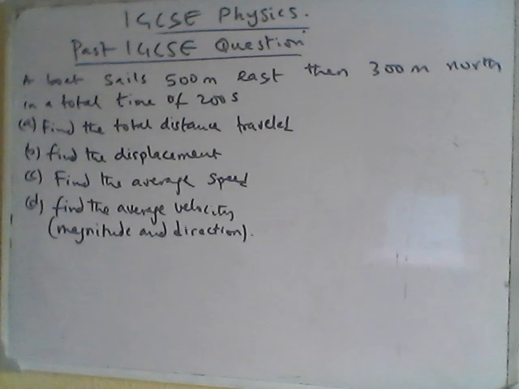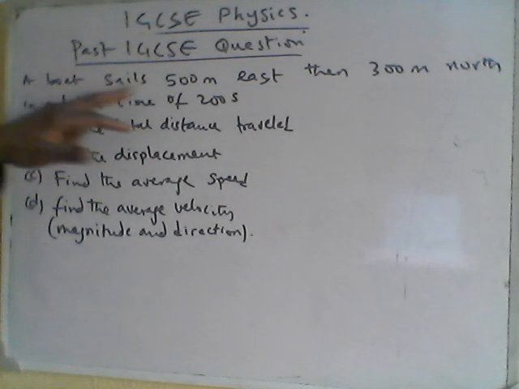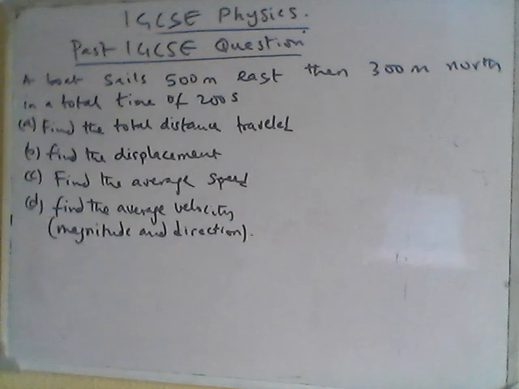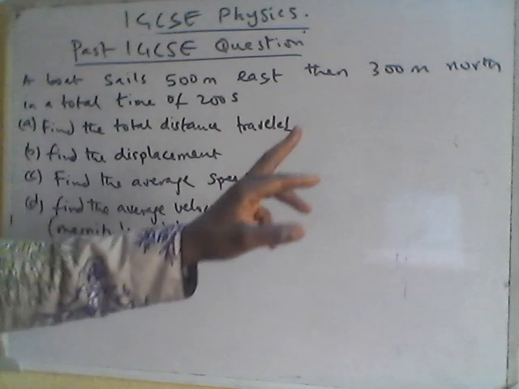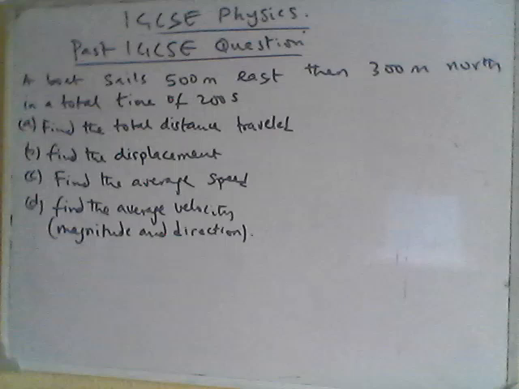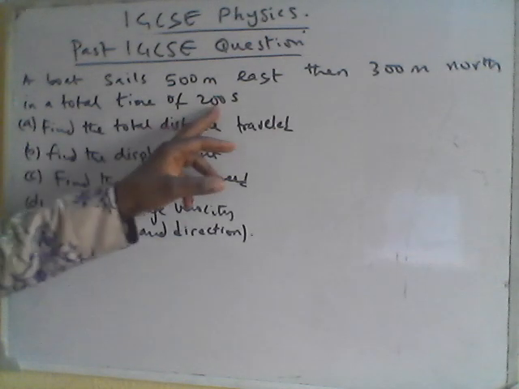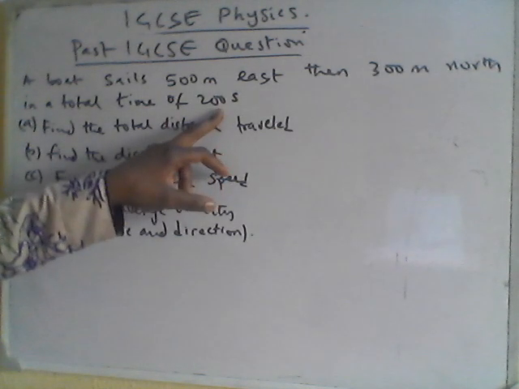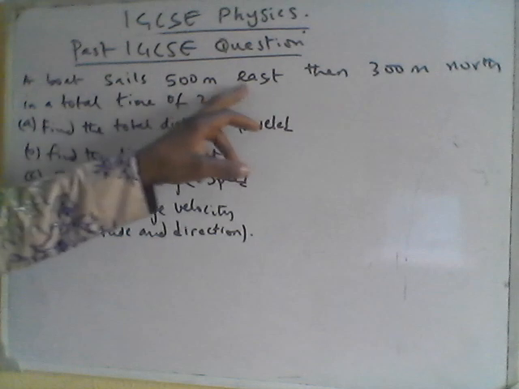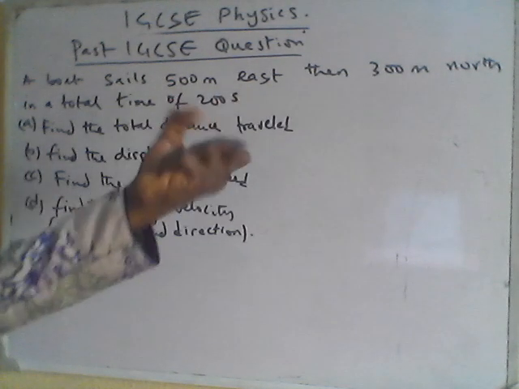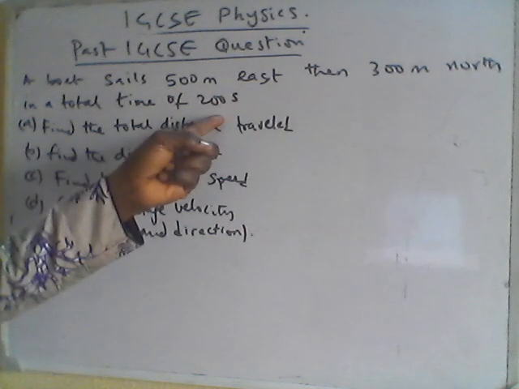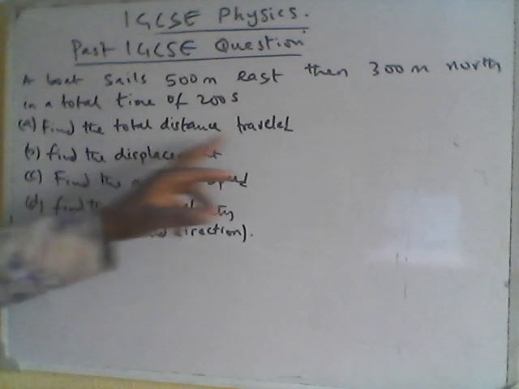Okay, so I have a past IGCSE question on the board. It says a boat sails 500 meter east. Direction is east first, then move 300 meter north. Total time of 200 seconds. So the time that he moved east and north, combined together, is 200 seconds. Find the total distance traveled.